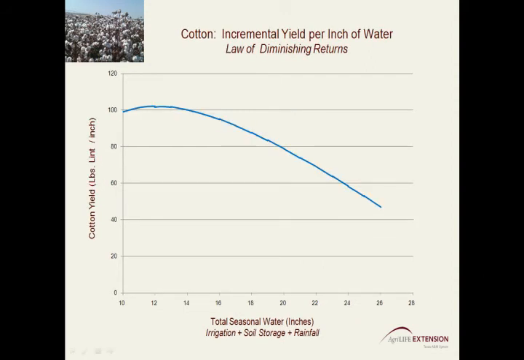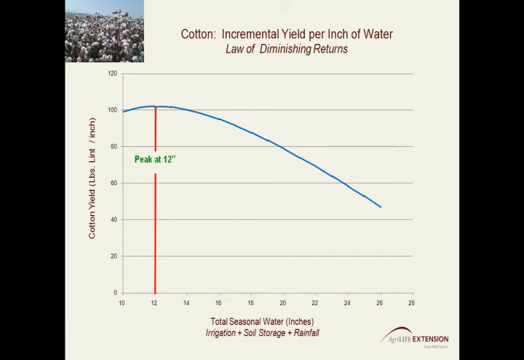If we take the information from the production function and analyze it for incremental yield gained per inch of water applied, we see that each subsequent inch of water after about 12 inches returns a less significant incremental yield than the previous inch. This is referred to as the law of diminishing returns, just like basic economics. The peak of this curve occurs at about 12 inches, which is the point of maximum water use efficiency.